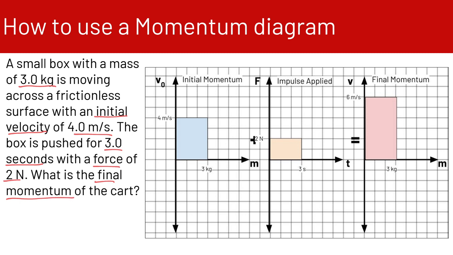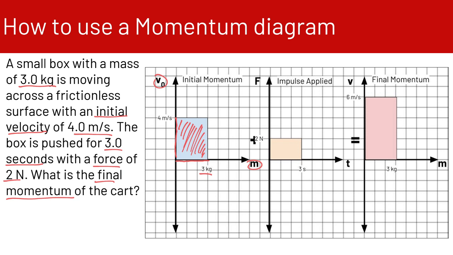Okay, so if we look at our first panel here in the graph, we have our initial velocity, and we have mass. So our mass is 3 kilograms. Our graph on the x-axis is mass. So we go over three blocks, and we have an initial velocity of 4 meters per second. So we go up 4 here. That would give us a momentum of 12 kilogram meters per second. So the area of this graph, 4 times 3, takes up 12 blocks on the graph. So that's our initial momentum.